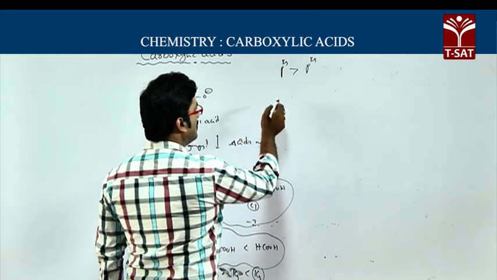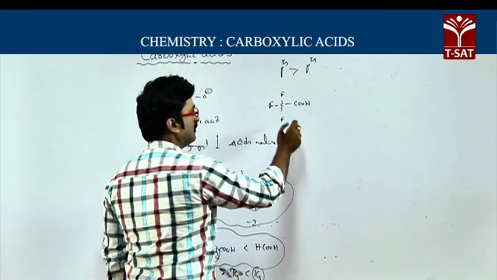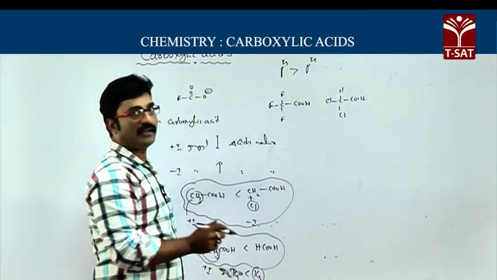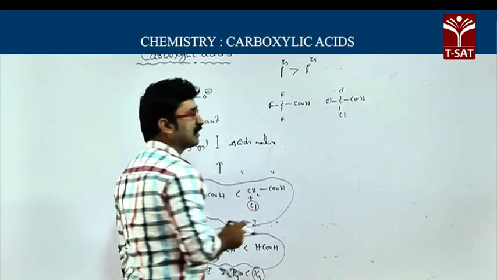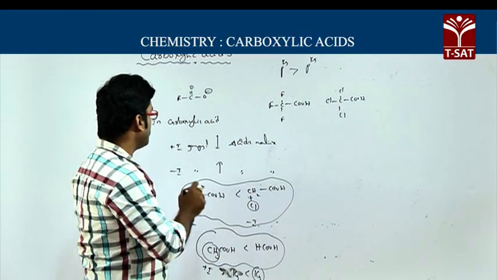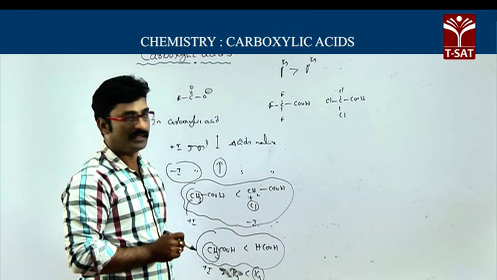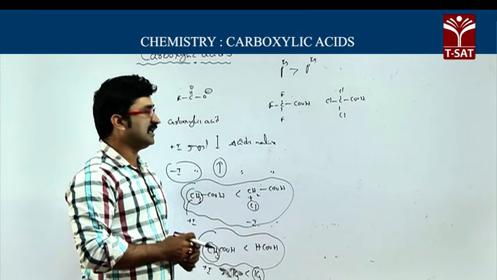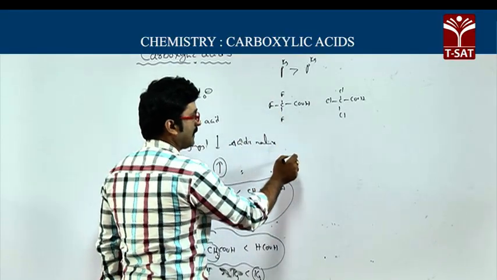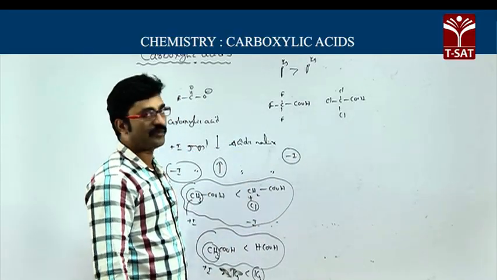We will take one more example. Say I have taken CF3COOH and CCl3COOH. This is known as trifluoroacetic acid, and this is known as trichloroacetic acid. Among these two, which is more acidic, and why? You know that minus I groups increase the acidic nature of carboxylic acids. It means as the number of minus I groups increases, acidic nature gradually increases. So here the minus I effect is more for fluorine than chlorine.